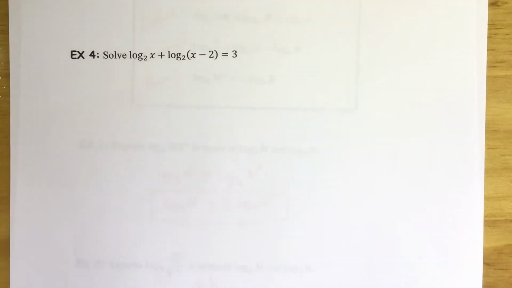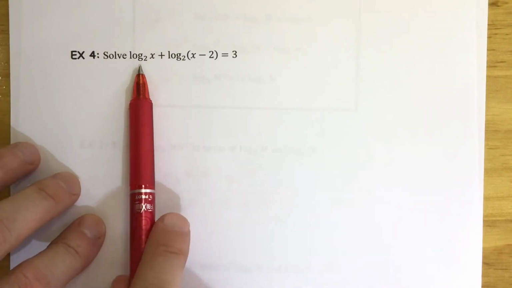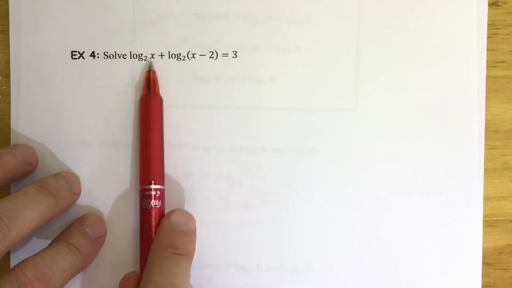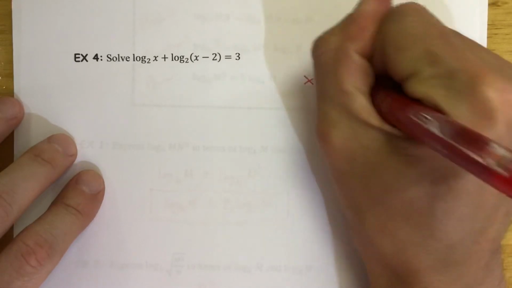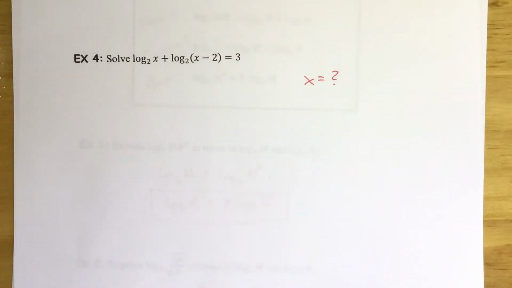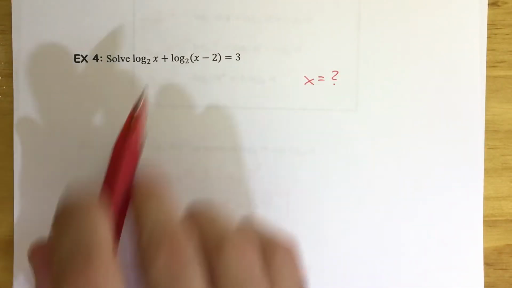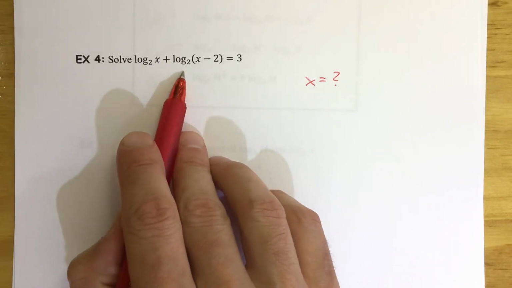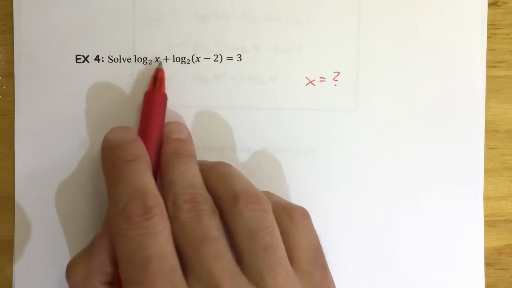All right, example 4. This is going to be a snapshot of how you were able to use these properties for some actual value. But it's not totally there yet. What we do have is an equation, and you're asked to solve it. That means you're being asked, what is x? But we have 2 logarithms here, and each of those logarithms has an x in them.